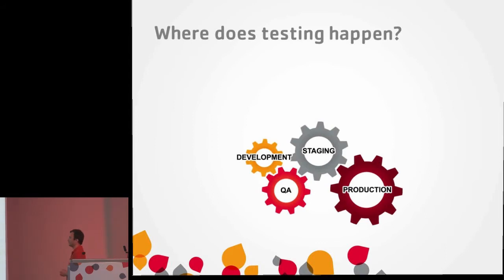So where does testing happen? We have various stages of development. You develop, you pass it to the testers, and then it gets deployed to staging, and then eventually to production. So where does testing happen? The obvious answer is it happens in the QA department, because these guys are employed just to do testing. However, it is a bit of a trick question, because testing isn't just done in QA.